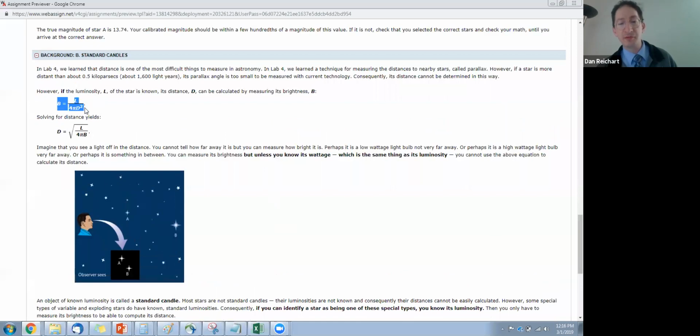Brightness is luminosity over 4 pi distance squared, which you can flip around and solve for distance. Where the idea is if you know the luminosity, that's the big if, you can measure the brightness, just what you see, right? That's what you're doing with photometry in your image. You're measuring brightnesses. So if you knew the luminosity, you could calculate the distance.